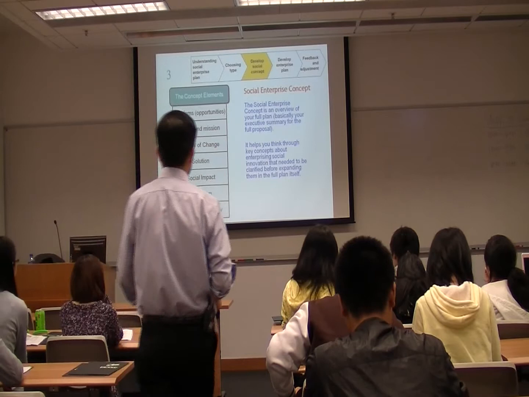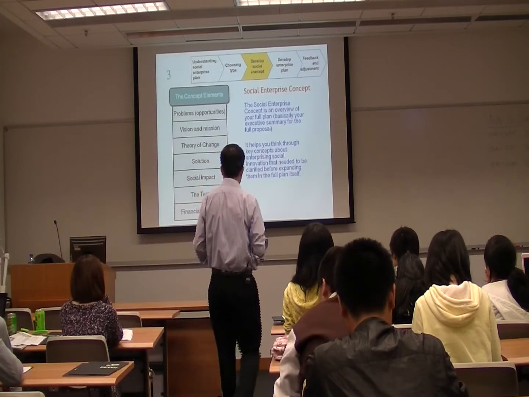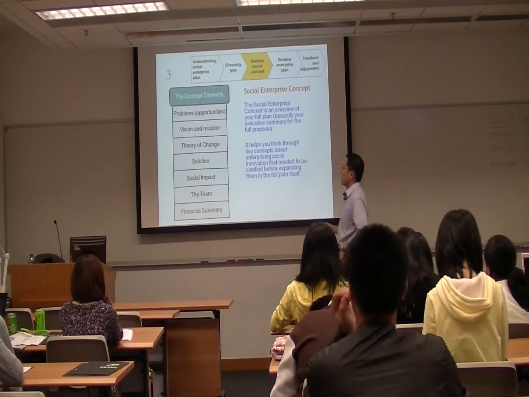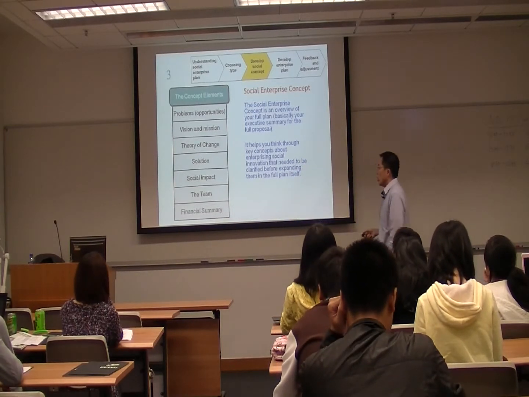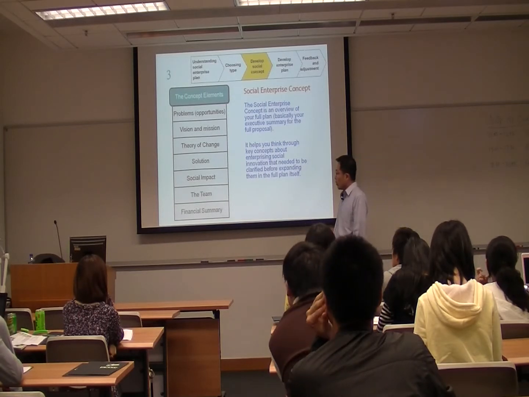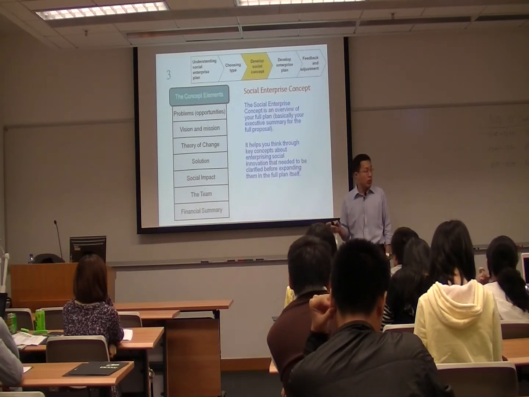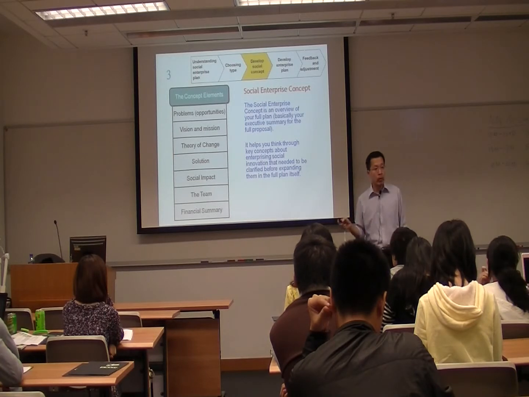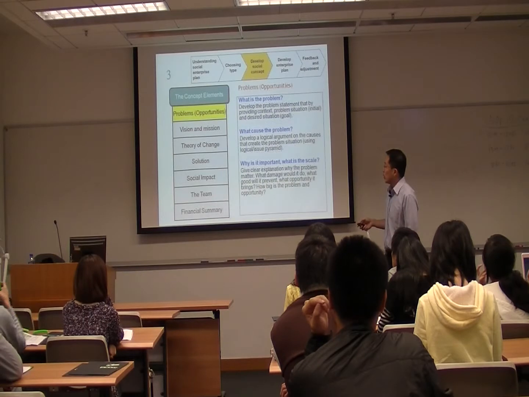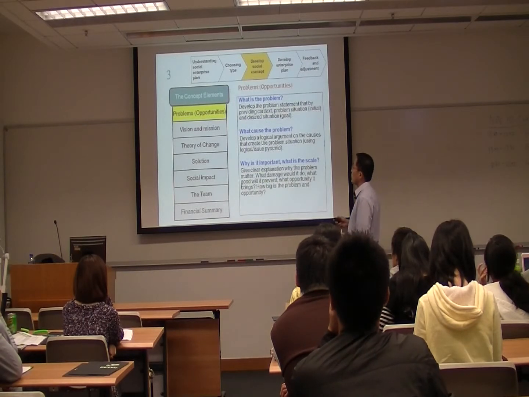The concept elements are composed of different areas like problems, opportunities, vision, ambition, fear of change, solution, social impact, team, and financial summary. They don't have an equal weight for each category. So there's a different interpretation in each one. For example, in problems and opportunities.